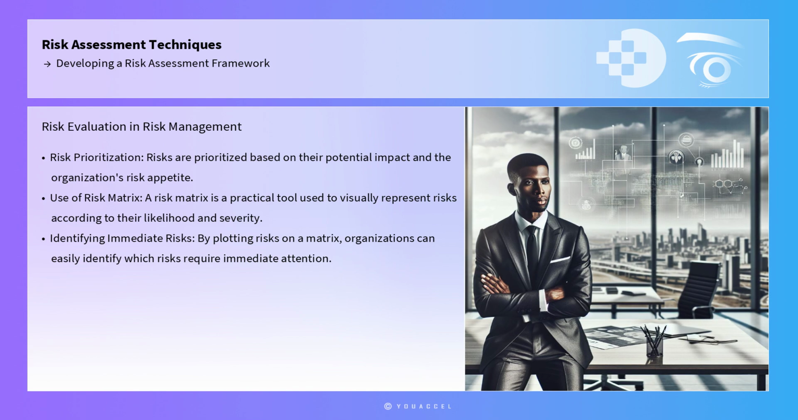Following risk analysis, the third step is risk evaluation, where risks are prioritized based on their potential impact and the organization's risk appetite. A risk matrix is a practical tool used in this stage to visually represent risks according to their likelihood and severity. By plotting risks on a matrix, organizations can easily identify which risks require immediate attention and which can be monitored over time. In a healthcare contract, for instance, a risk matrix can help prioritize patient safety risks and compliance issues that could result in significant legal and financial repercussions.